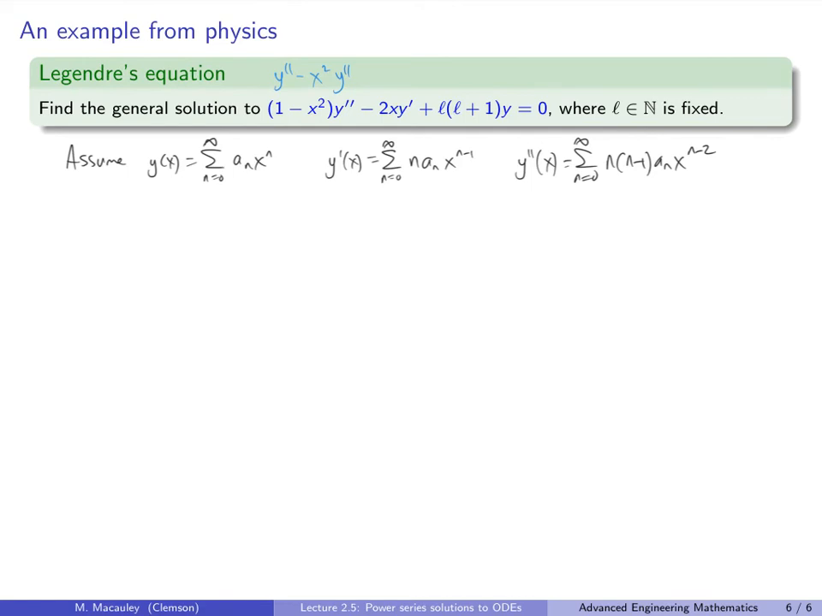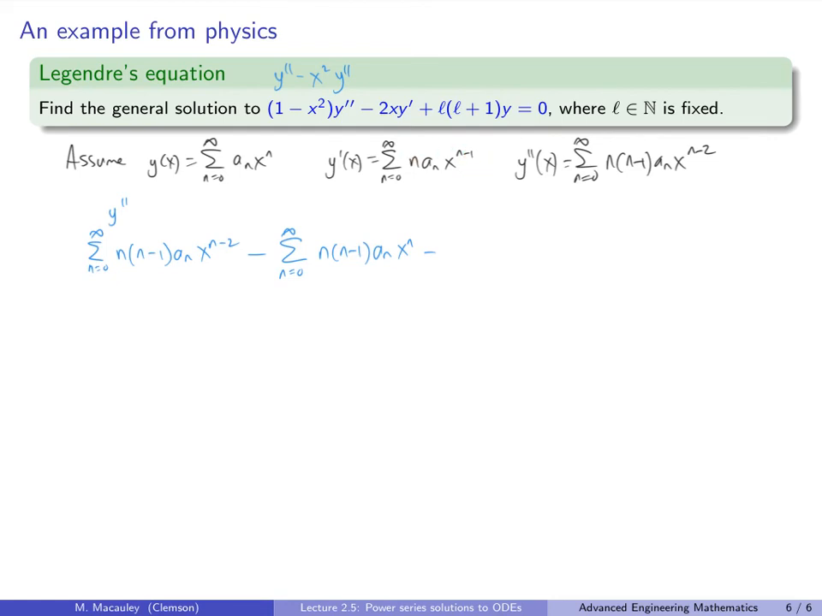And often in the literature, you'll see these L's as being N's, but I'm calling them L's because I don't want to get confused with the dummy variable m or n that we're using. So we plug this back in. Let's see. So we get y double prime. That's going to be the sum from n equals 0 to infinity of n times n minus 1 times a_n times x to the n minus 2, minus the sum from n equals 0 to infinity. The same thing, except we have to multiply by x squared. So this n minus 2 is just n. This is n times n minus 1 times a_n times x to the n.